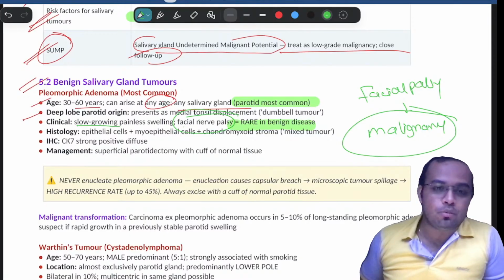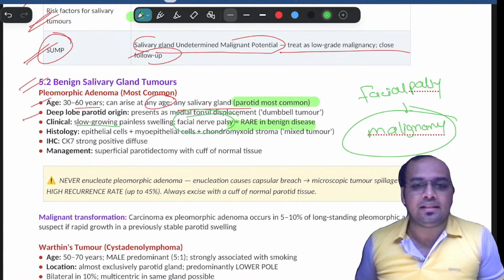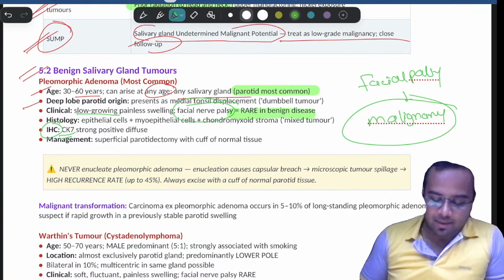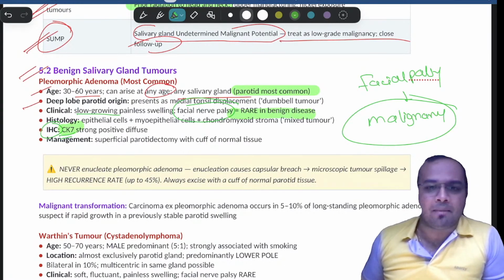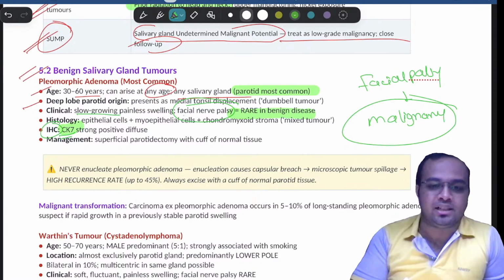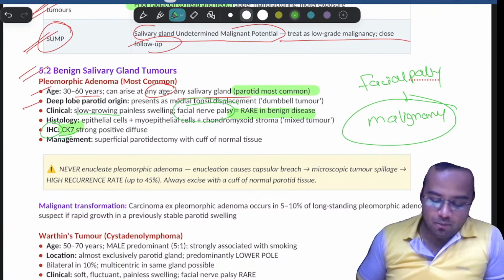So whenever it is growing into the nerve, it is going to be malignancy unless otherwise proved. Immunohistochemistry, it is going to be CK strong positive. Some exam factual question: an exam question might come to you that a patient had a salivary gland tumor, biopsy was done, it is a CK positive tumor. What is the diagnosis? So it is a pleomorphic adenoma.